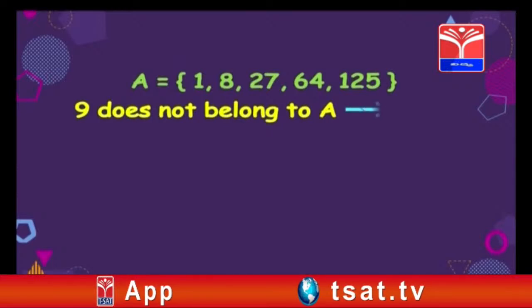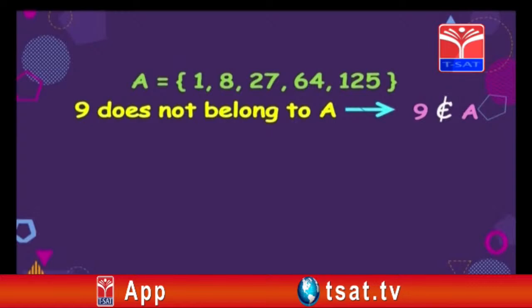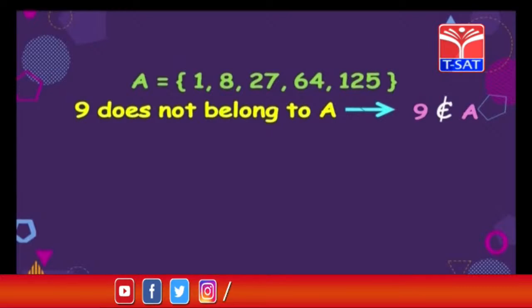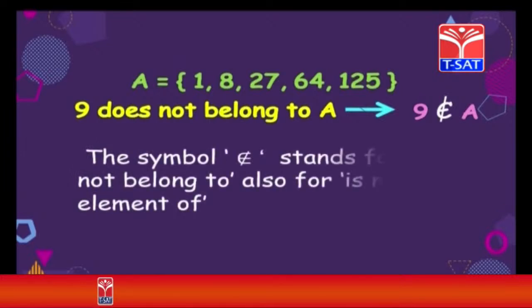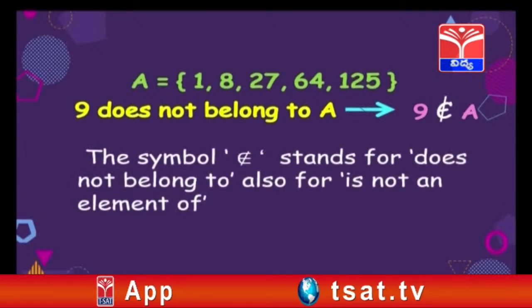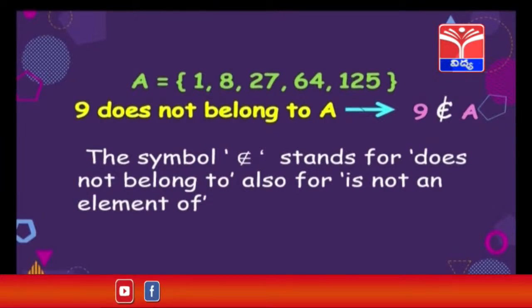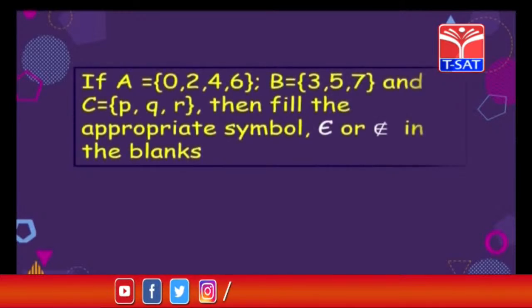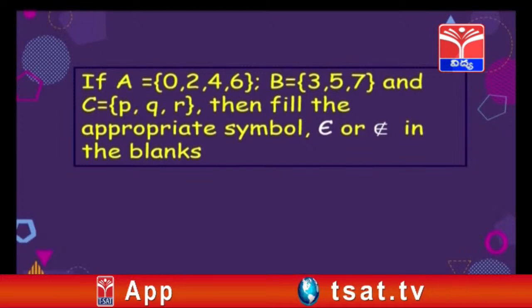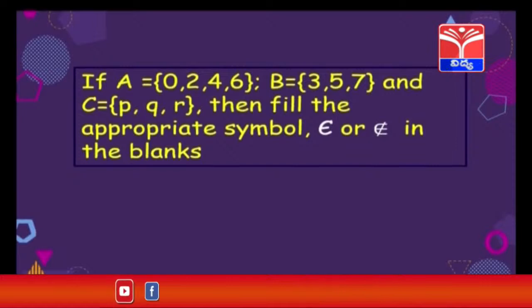And how do we show it? Symbolically, 9 does not belong to A. We observe that the belongs-to symbol is struck off with a slanting line. So, the symbol epsilon, when it is struck off with a slanting line, stands for does not belong to, also for is not an element of. Now, let us consider a few sets and see if elements are a part of the sets or not, and we will be able to identify if the elements asked are a part of the given set.